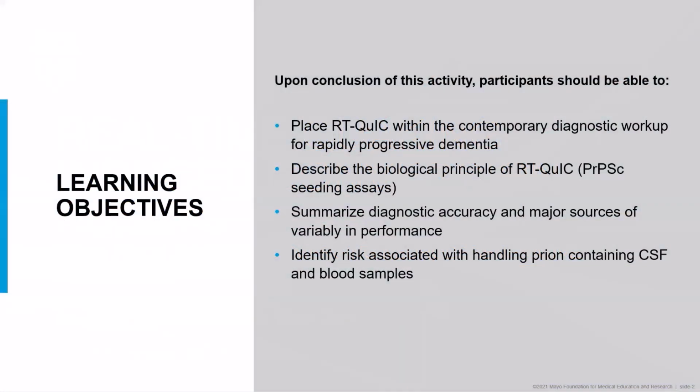For learning objectives today, I've listed four here. Understand where RT-QuIC fits in the diagnostic workup, describe the biological principle of RT-QuIC assays, summarize their diagnostic accuracy and sources of variability in their performance, and then we'll spend a little bit of time talking about risk associated with handling prion CSF and blood samples.